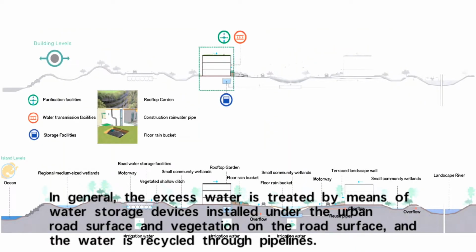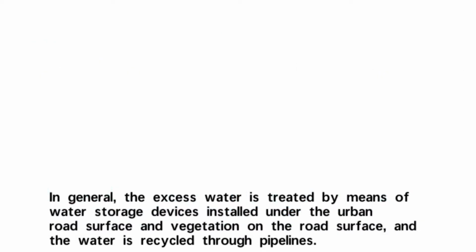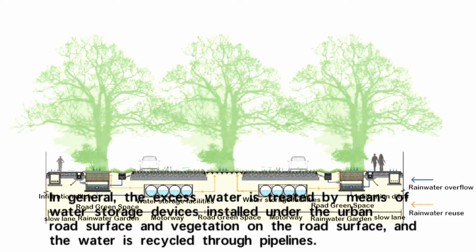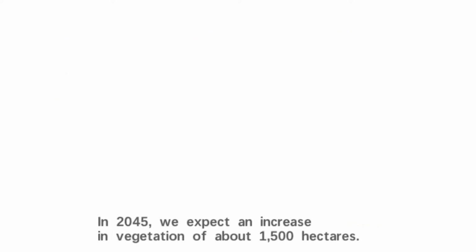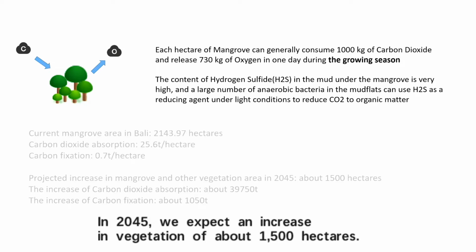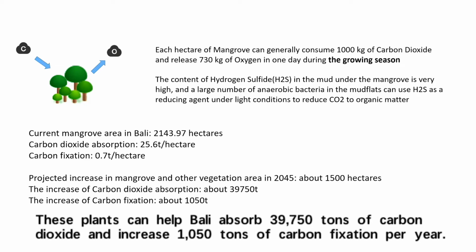In general, the excess water is treated by means of water storage devices installed under the urban road surface and vegetation on the road surface, and the water is recycled through pipelines. In 2045, we expect an increase in vegetation of about 1,500 hectares. These plants can help Bali absorb 39,715 tons of carbon dioxide and increase carbon fixation by 1,050 tons per year.